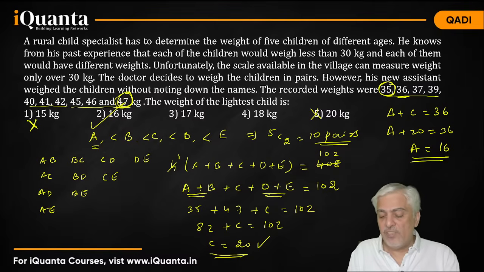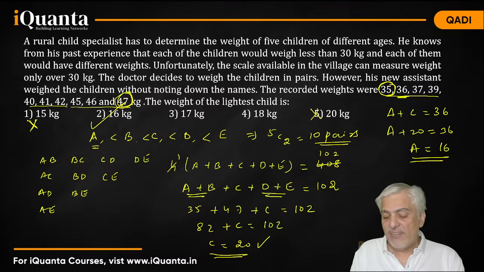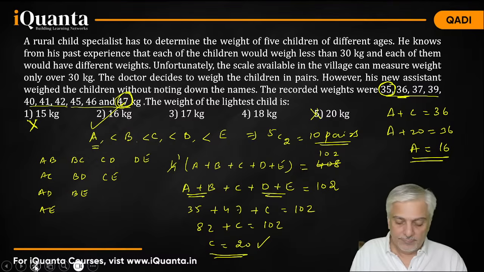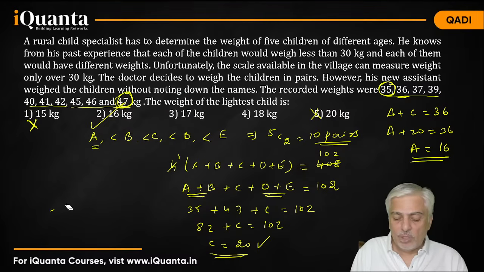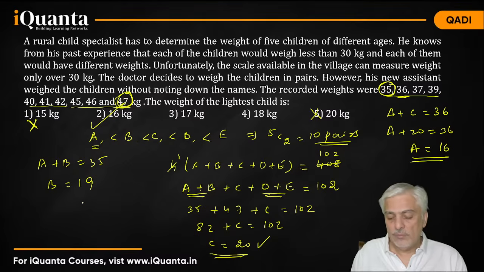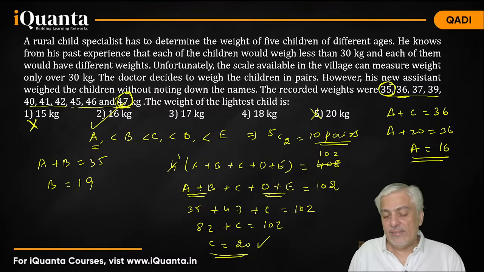If somebody wants to make an effort, now just make an effort to get all 5 values. We got A and C. Now we'll get the others very quickly. We already had said AB was 35. A plus B was 35. So B will come out to be 19 now. Okay, C we have got 20. What about D and E? The second highest will be C plus E.